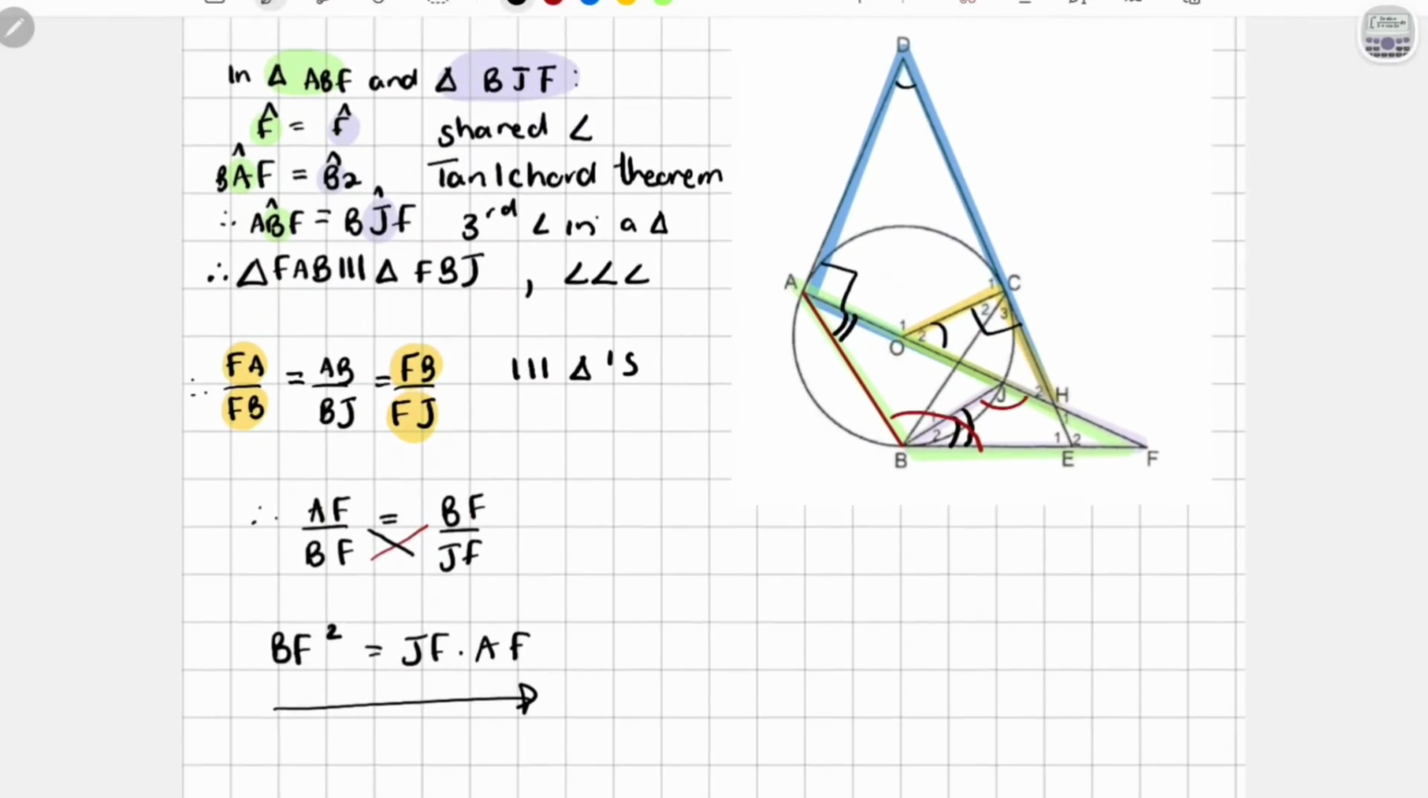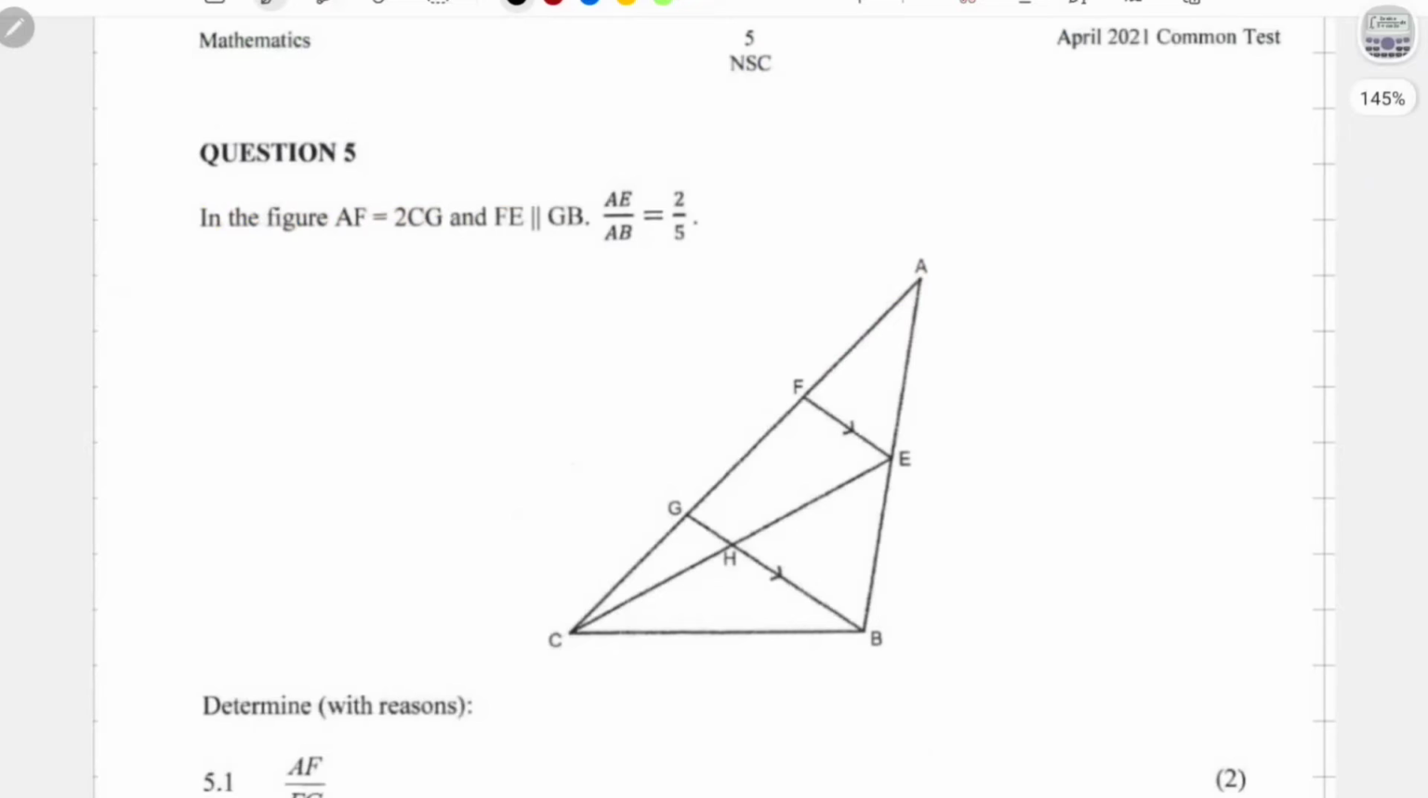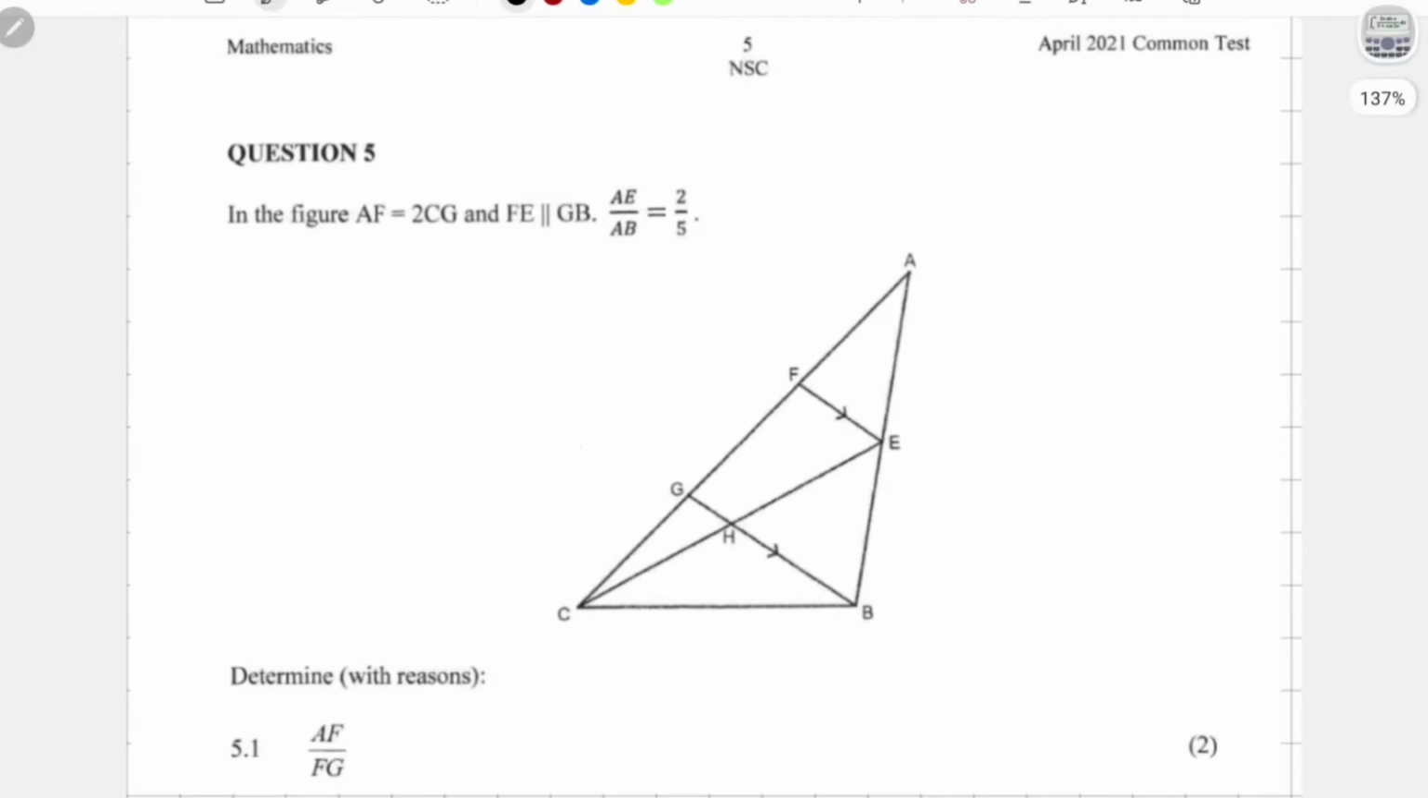Okay, so that is the end of question 4, and it's a total of 23 marks, and we move on to question 5. Okay, so now we're on question 5, and question 5 says, in the figure, AF is equal to 2CG. Okay, so those are just proportions that they've given you. And then they tell us that FE is parallel to GB, and we're also given that AE over AB is equal to 2 over 5. So that's AE over AB.